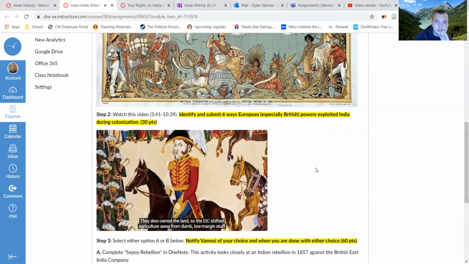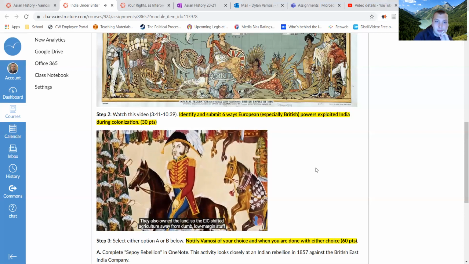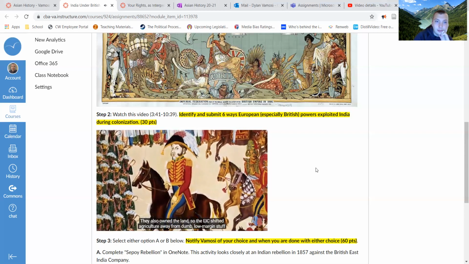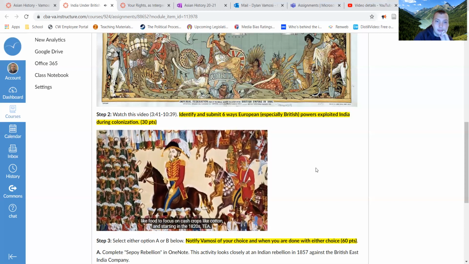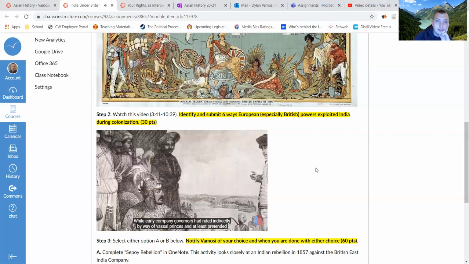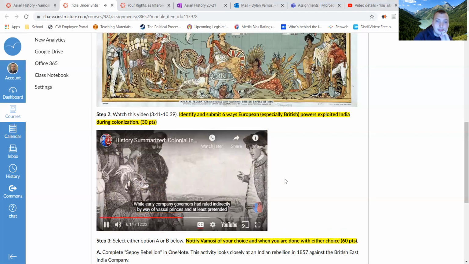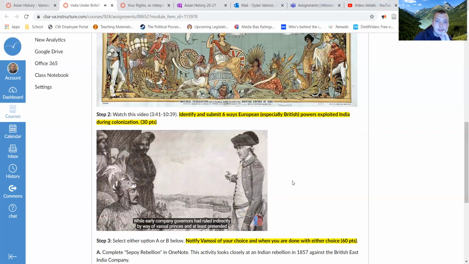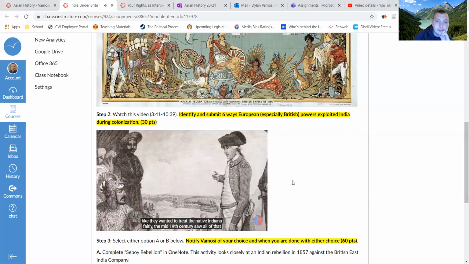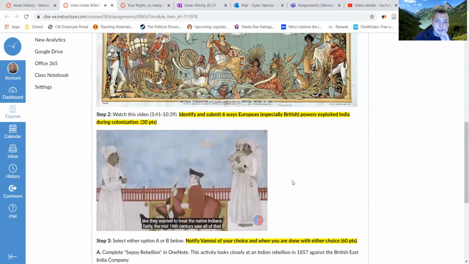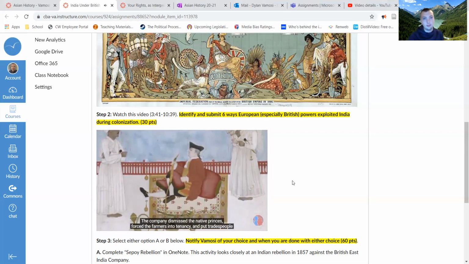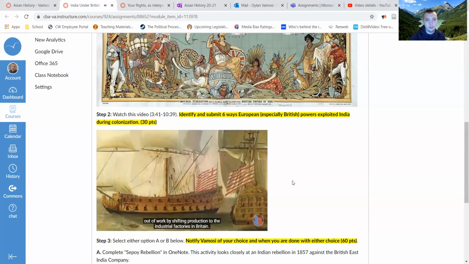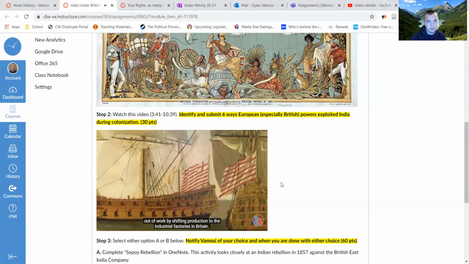They also owned the land, so the EIC shifted agriculture away from dumb, low-margin stuff like food to focus on cash crops like cotton, and starting in the 1820s, tea. While early company governors had ruled indirectly by way of vassal princes and at least pretended like they wanted to treat the native Indians fairly, the mid-19th century saw all of that go away. The company dismissed the native princes, forced the farmers into tenancy, and put tradespeople out of work by shifting production to the industrial factories in Britain.